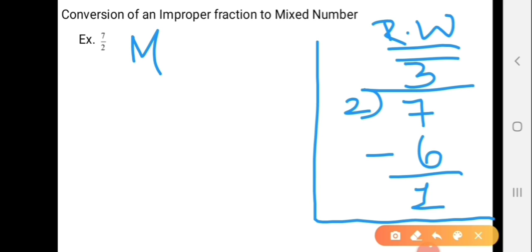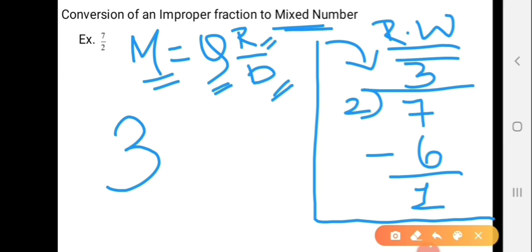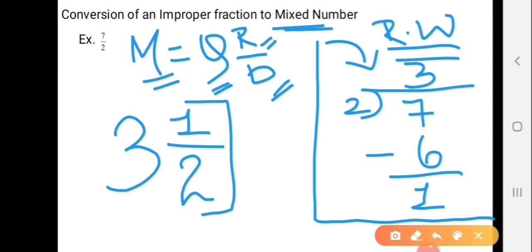Now the formula is M = Q R by D. That means the mixed fraction is equal to the quotient as the whole, the remainder as the numerator and the divisor as the denominator. So the mixed fraction derived from this division: the quotient is 3, the remainder is 1, and the divisor is 2. So the answer will be 3 1 by 2. Simple, right?